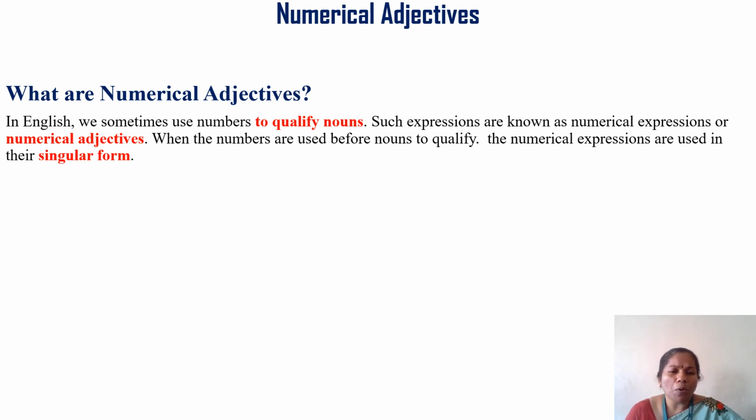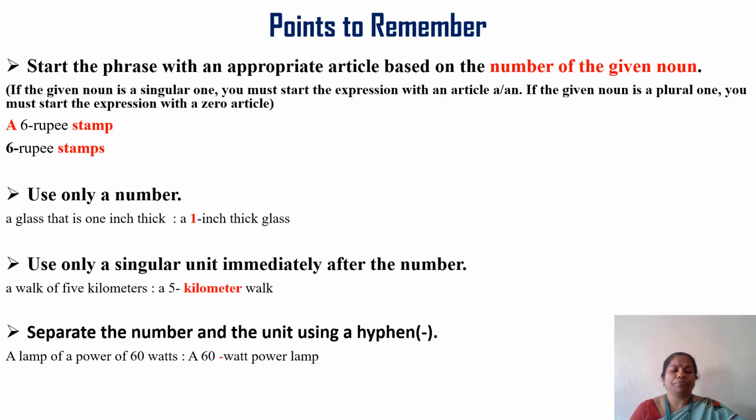First, we have to know the definition of the term numerical adjectives. In English, we sometimes use numbers in order to qualify nouns. Whenever we use numbers to qualify nouns, we can call such numbers adjectives as well. Immediately after this number, we have to use only a singular unit. So, in short, numerical adjectives are nothing but phrases that include a number in the role of an adjective.